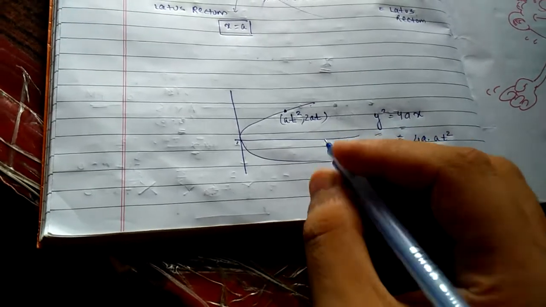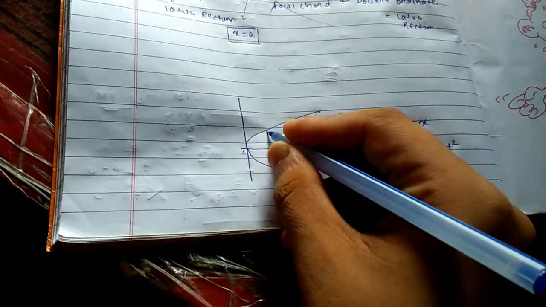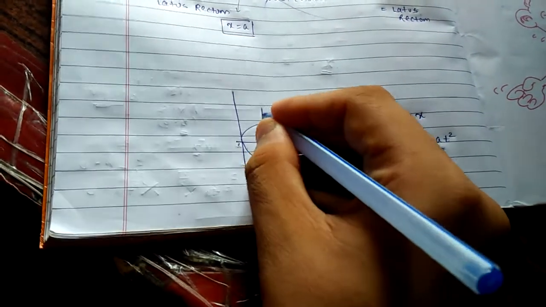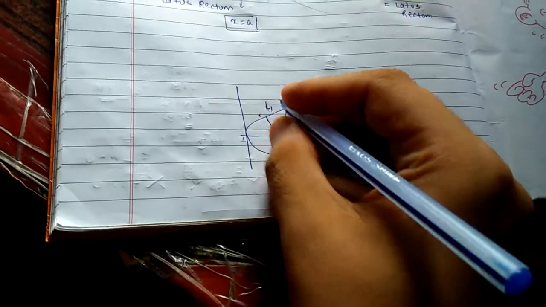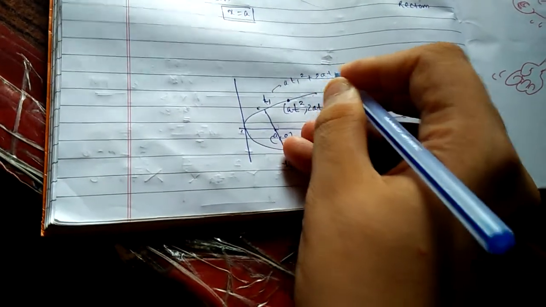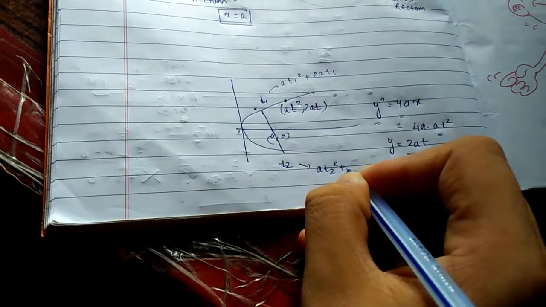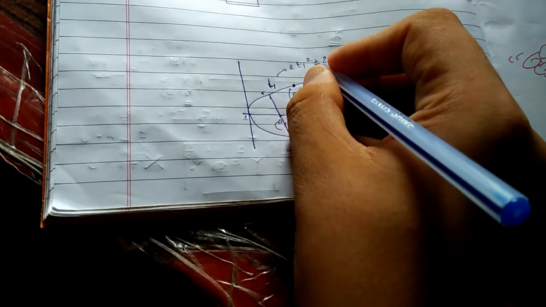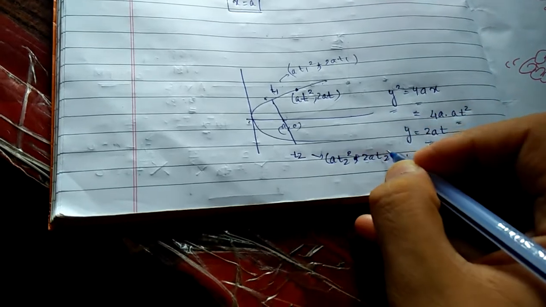Coming to the next thing, this is the focus (a, 0), and this is what we call the focal chord. Now this is a point t1 and this is a point t2. What does that mean? Point t1 means its coordinate would be (at1 square, 2at1), and t2 means its coordinate should be (at2 square, 2at2). Excuse me, that's comma, not plus. So it's this and it's this.